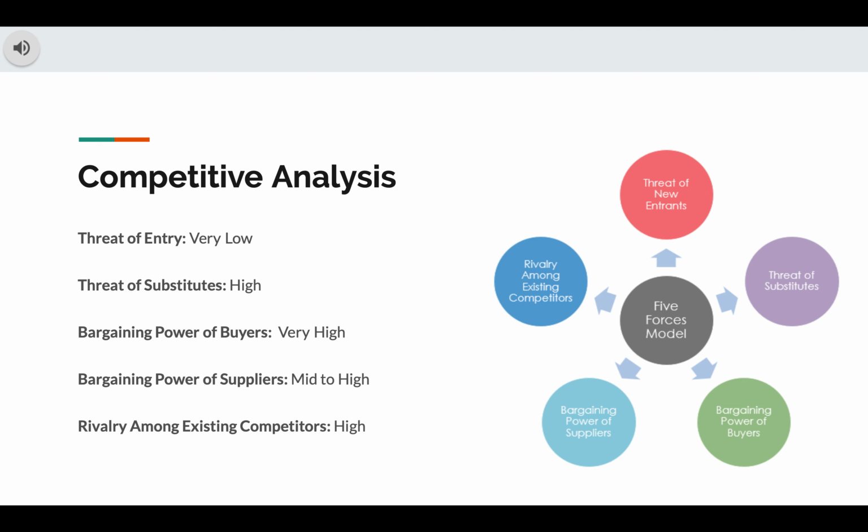And for rivalry among existing competitors, we would say this is very high. All the teams play each other. There's different leagues that compete against each other. There's different tournaments like the Champions League where teams from leagues all across the world are competing against each other, and we're all constantly competing for television time as well.